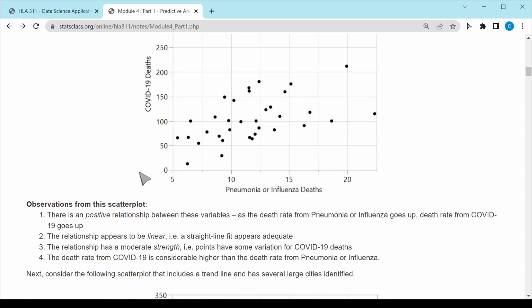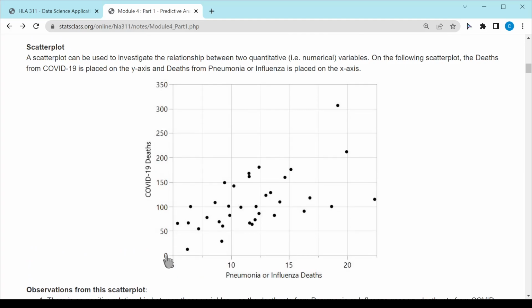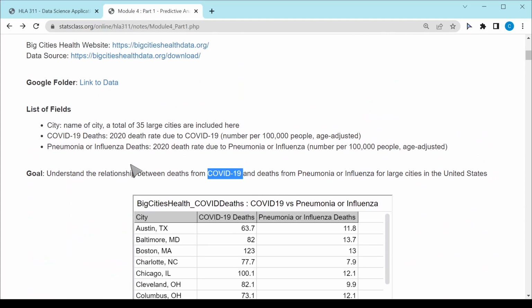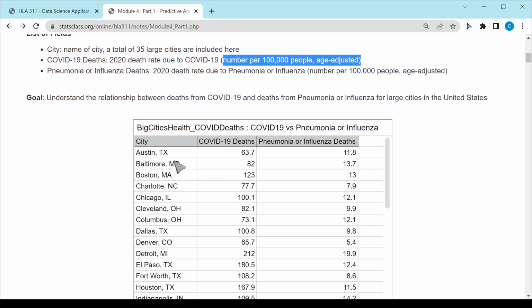Also notice when you're looking at the values here that the COVID-19 deaths are considerably higher than the pneumonia deaths. So the pneumonia and influenza deaths range from about 5 to 25 or so here, but the COVID-19 deaths range from near 0 up to about 350. And the units here are number of deaths per 100,000 people, and this information has been adjusted by age. What that means is it allows us to make fair comparisons across different cities when we use this type of scale here.